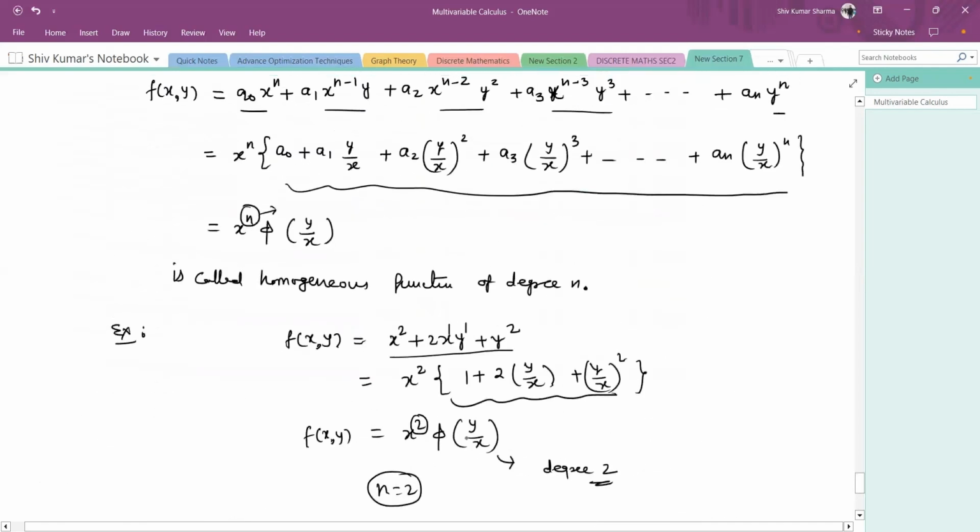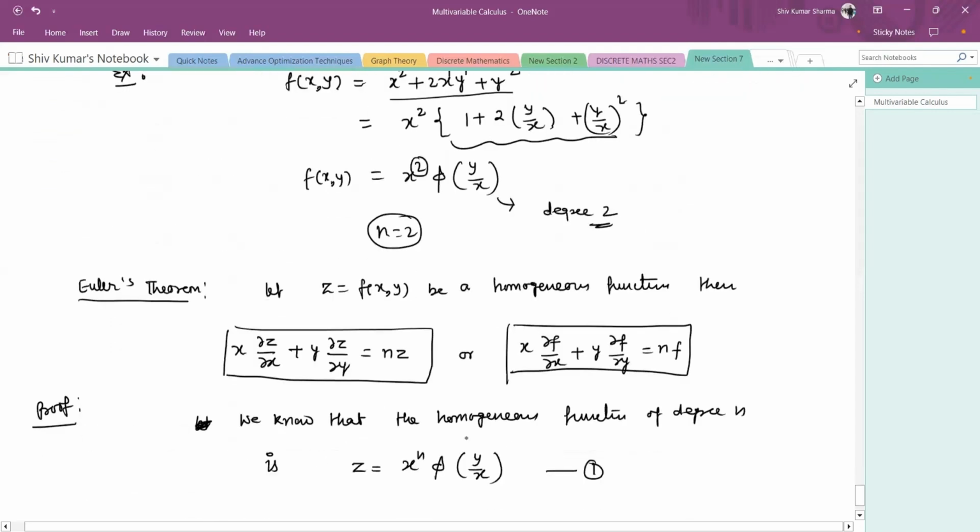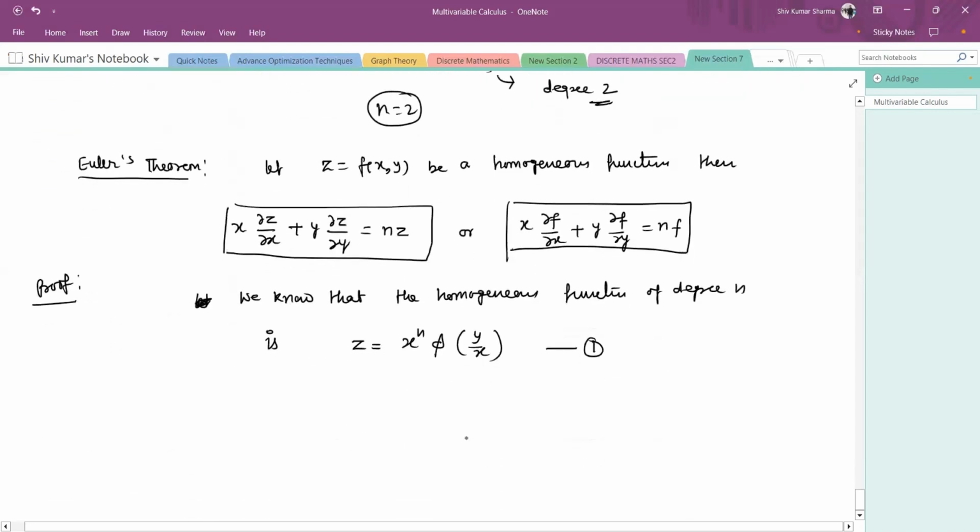We take the statement directly from the homogeneous function definition, because this is equal to f of x, y. So z is equal to f of x, y. So we take z is equal to x raised to the power n into a function of y upon x. Now we see the LHS of Euler's theorem: x del z upon del x plus y del z upon del y. So first we differentiate equation 1.